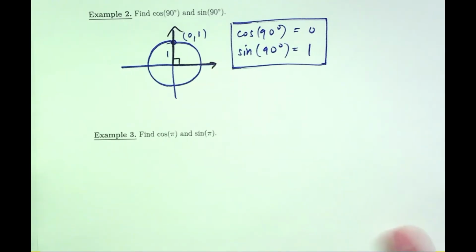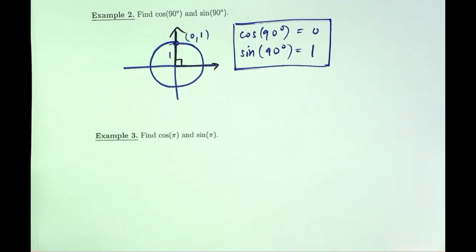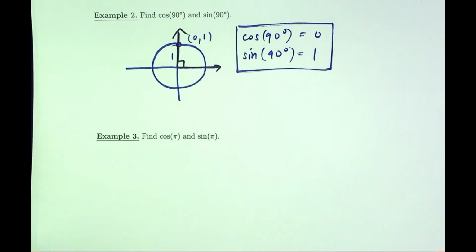Let's do this other one. Try to figure it out. With that explanation, if you have been following along, try to figure out this question. Find the cosine of pi and the sine of pi.